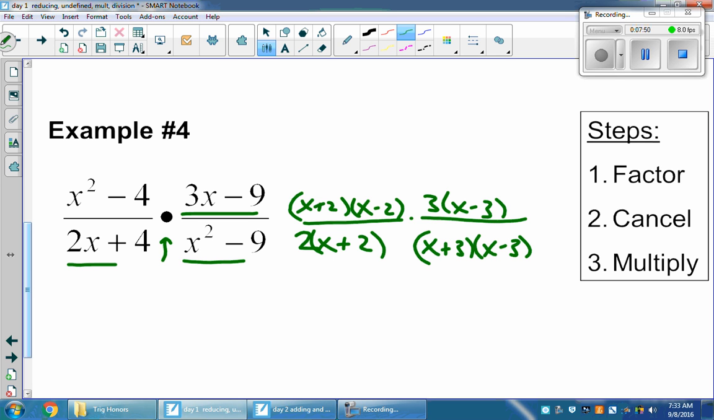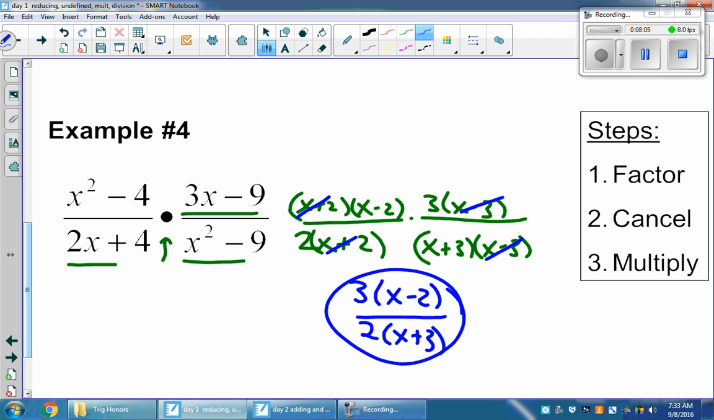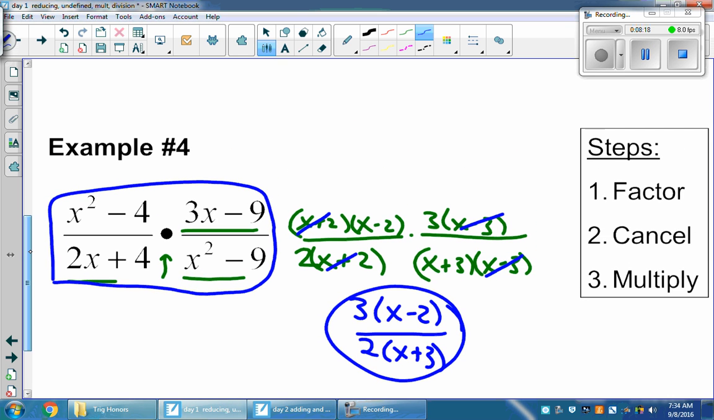Stop. Everything's factored. Now you have like a big canceling party. X minus 3s are gone. X plus 2s are gone. Anything else? Searching? No. Put them together. 3x minus 2 over 2x plus 3. Done. Again, no multiplication. Based on can you factor all these in there. If you're still having a hard time, please come see us.